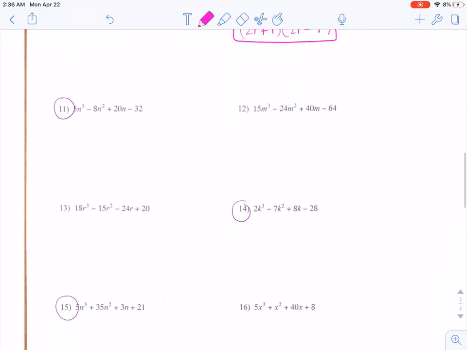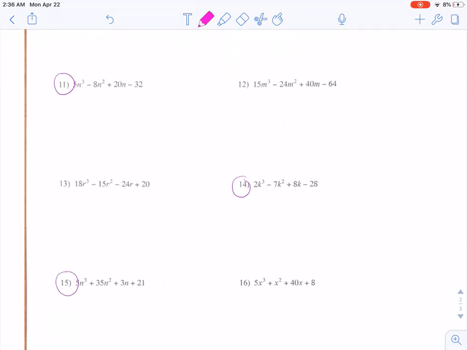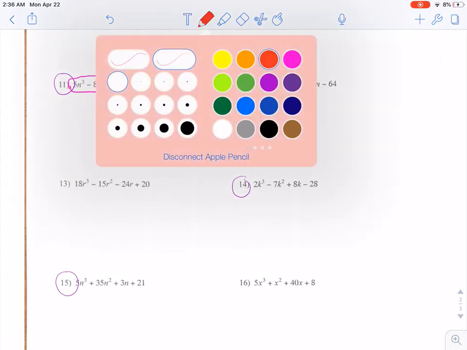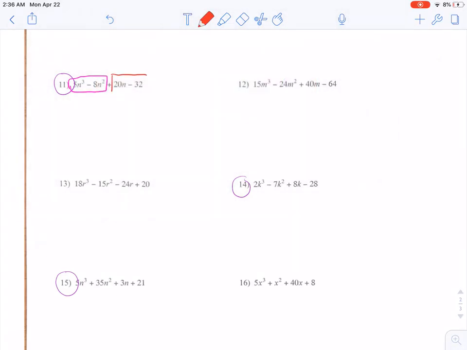Now let's look at factoring by grouping. The first thing that I want you guys to always do is group the terms. So we have one group and we have another group. Let's go ahead and do this for 14 as well.